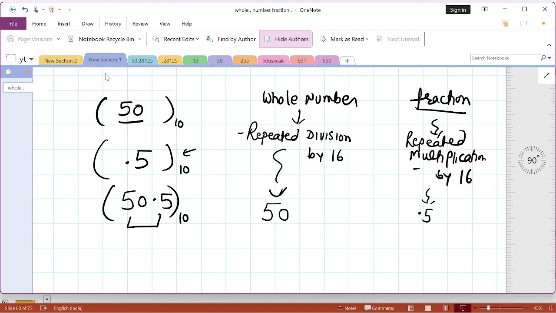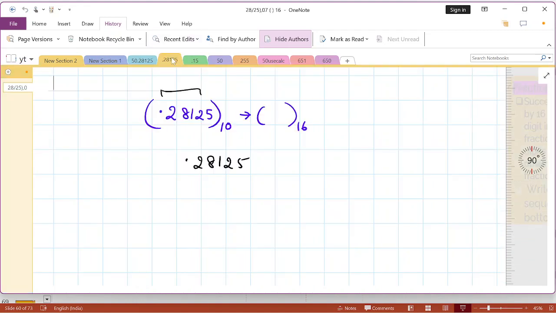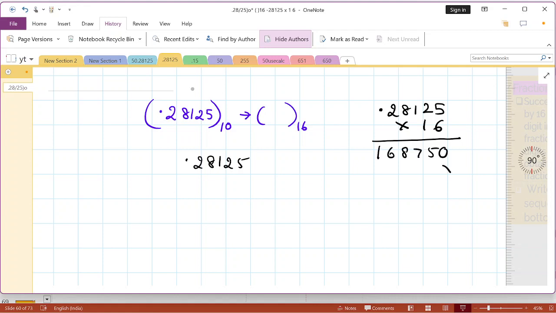So let's understand them with examples. So I have this number 50.28125. So instead of converting this, let us split this number. First, we will learn how to convert this fraction portion into its equivalent hexadecimal part. So given number is 0.28125. So I'll do the rough work over here. So this is my given number and we will multiply it with 16. Remember to put this fractional point over here, and this is what you get. So you have to just perform your simple multiplication process.